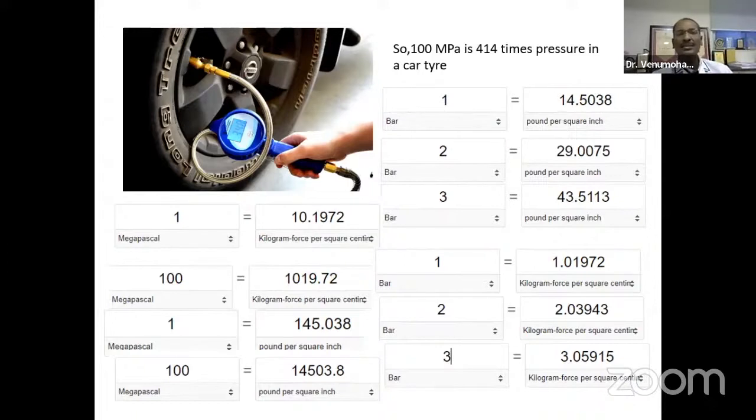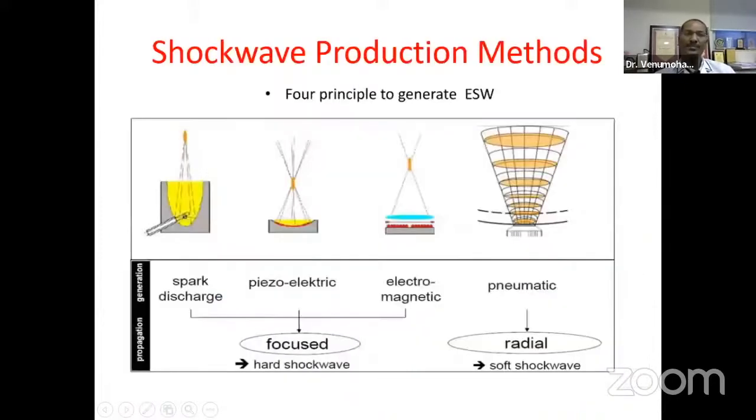And generally this is measured in bars. So 1 bar is equal to 14.5 pounds per square inch. So all the forces are in 1 bar, 2 bar, and 3 bars. The dosage is calculated in bars: 1 bar, 2 bar, 3 bars.